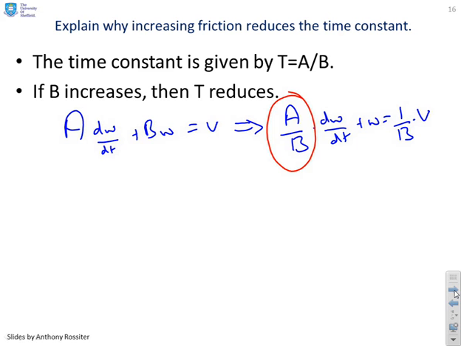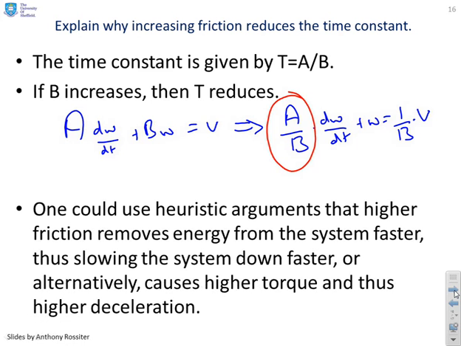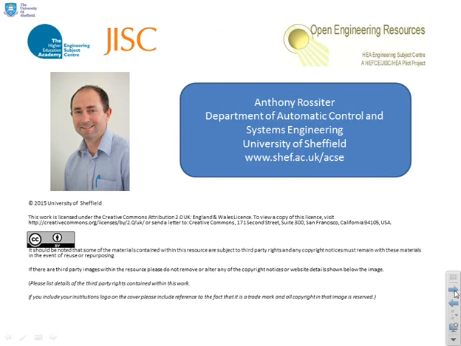And again, you'll see that this part of the question was meant to be fairly straightforward. You could use heuristic arguments that if you've got higher friction, then you're taking more energy out of the system, or you're taking the energy out of the system faster, and therefore the system must slow down faster. Or equivalently, if you've got a higher torque, then you've got a faster deceleration. So again, all these imply that the time constant is quicker. And that's the end.